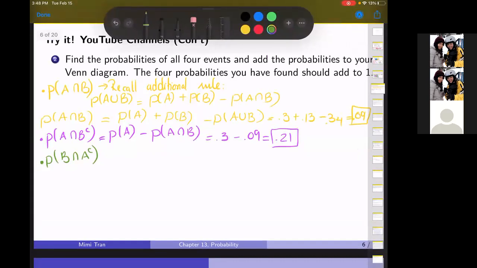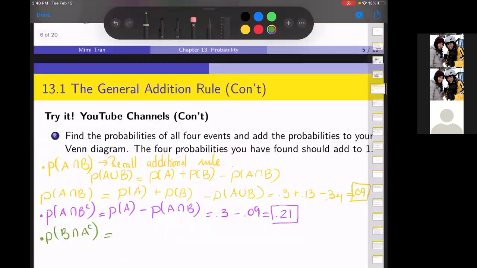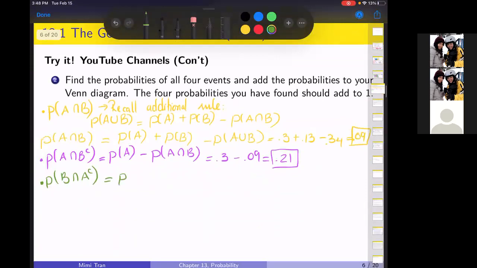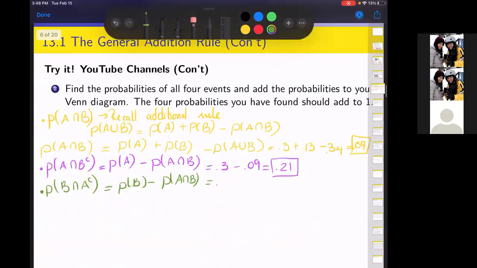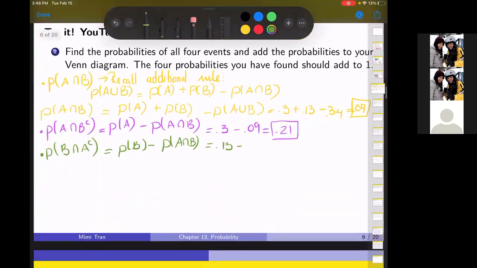Okay, so I want the green part. So you take the blue part, which is P of B, right? Minus P of A and B again. This is 0.13 for the B, minus 0.09. 0.04.